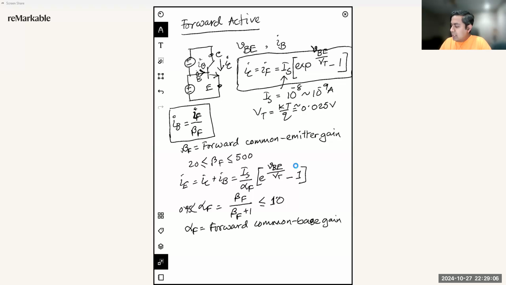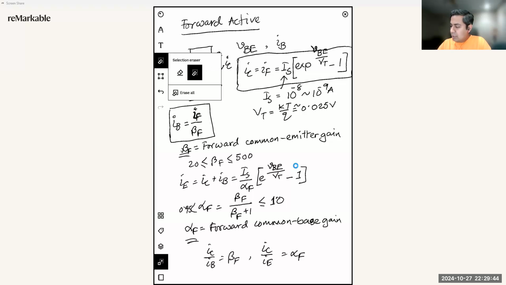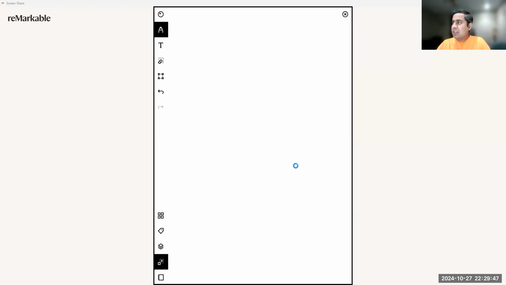So we are looking at two gains. One is this alpha F, which is the common base gain, and then the beta F, which is the common emitter gain. In terms of relationship, IC over IB is beta F, and IC over IE is alpha F. When we are studying these BJTs, we are going to run the simulation and the experiment and try to find these two constants for these devices, so we can characterize them in that manner. Now let's talk about the reverse bias condition, or reverse active condition.